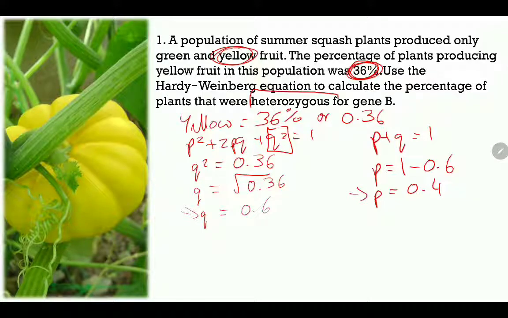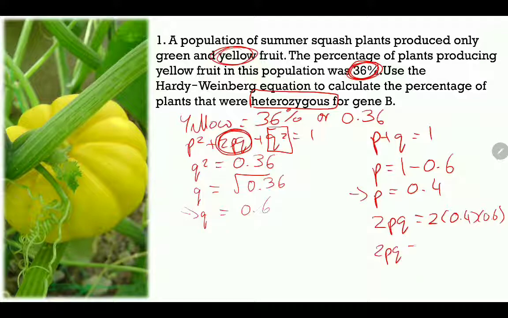They want us to find the heterozygous. So heterozygous is going to be our 2pq. So 2pq is equal to 2 multiplied by p, which is 0.4, multiplied by 0.6. So 2pq is equal to 0.48.